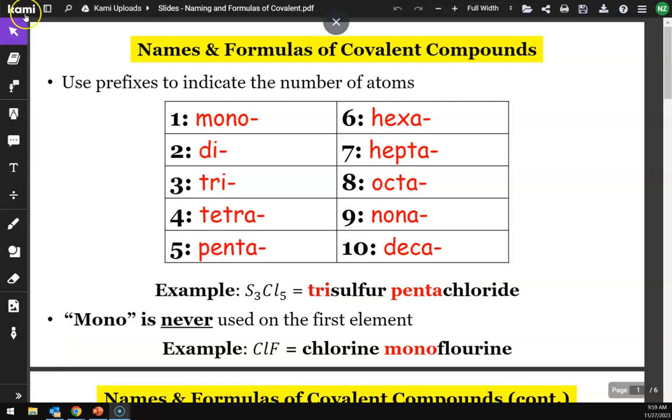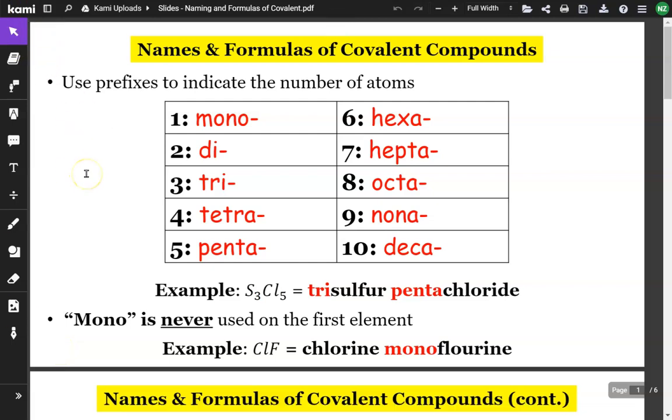In this video, we're going to go through naming and formula writing for covalent compounds. Covalent compounds follow a different naming scheme than ionic compounds do, and we use prefixes to designate the number of atoms. If I have one of something, it would be mono. If I have two, it would be di.